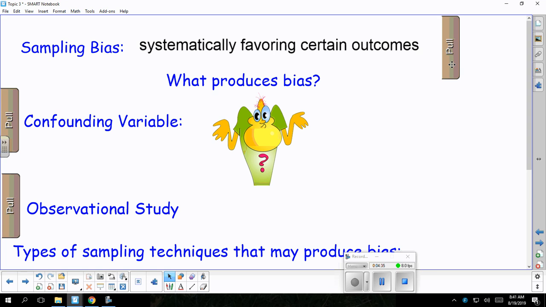If I wanted to find out the opinion of the quality of the food in the cafeteria, so I put out a survey to all social studies classes. Is my sample representative of everyone? No. You don't take social studies as a freshman, right? Therefore, that entire group of our school would be left out, so we're systematically favoring the opinions of sophomores through juniors.